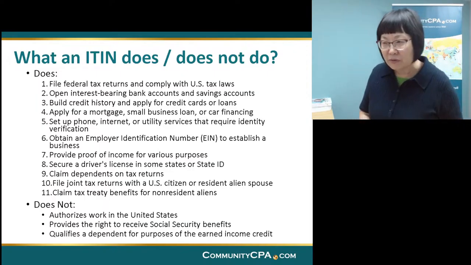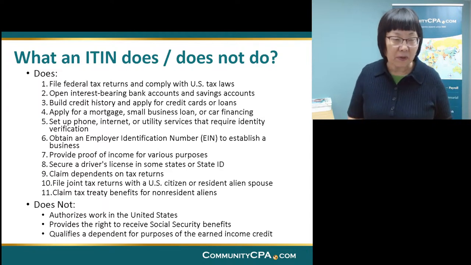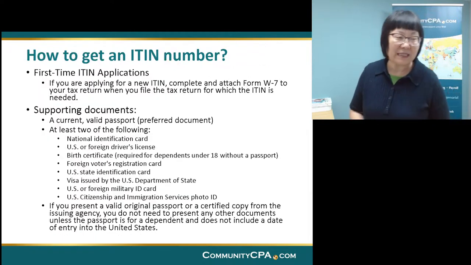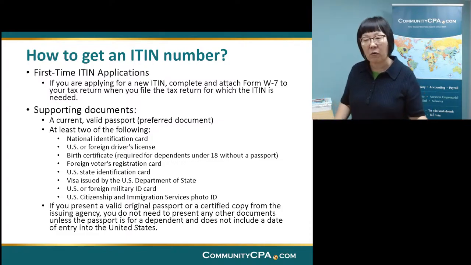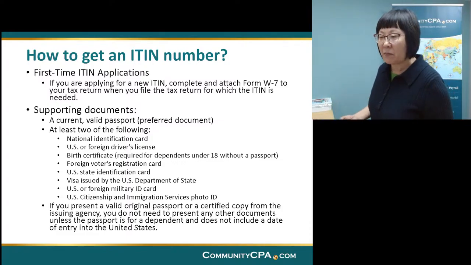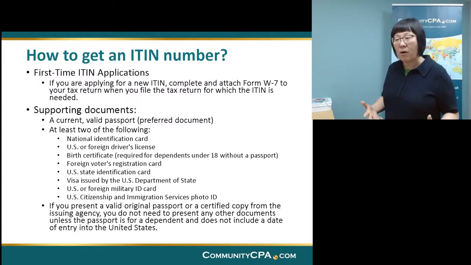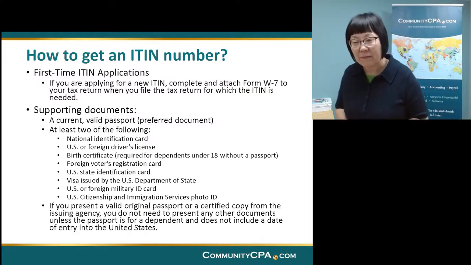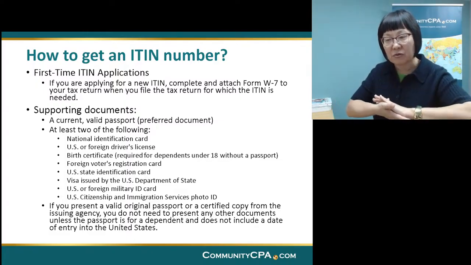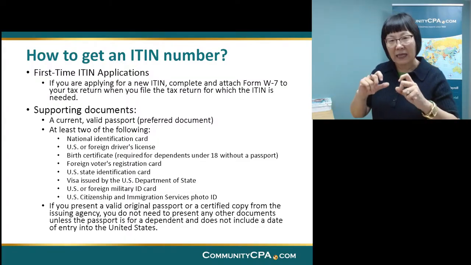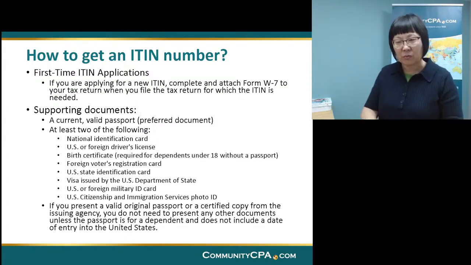So how to get an ITIN number? Like, how do you apply for an ITIN number? If this is your very first time, and you have never done it before, you need to complete the form W7. You want to complete the form and attach it to your tax return, so that way the ITIN will be assigned and the tax return will be processed.